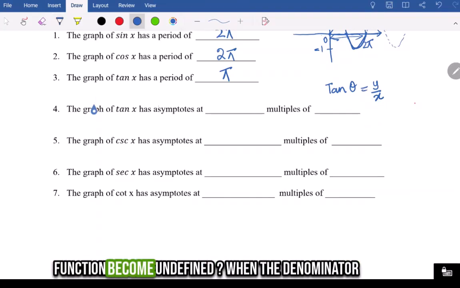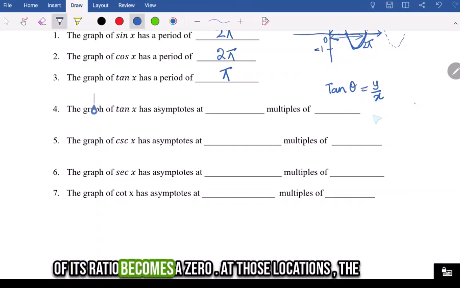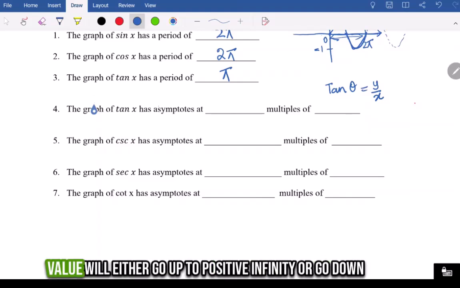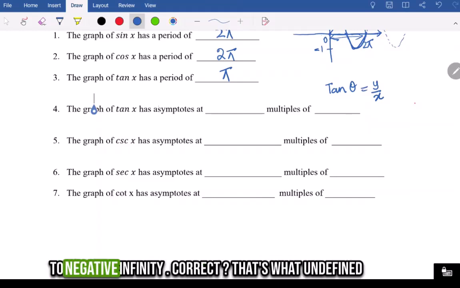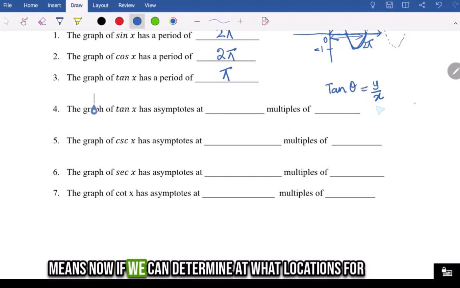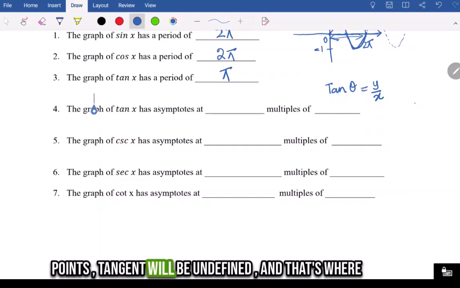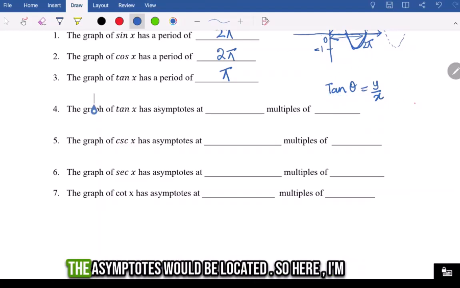When does a function become undefined? When the denominator of its ratio becomes a 0. At those locations, the functions will become undefined. That means the y value will either go up to positive infinity or go down to negative infinity, correct? That's what undefined means. Now, if we can determine at what locations, for what angles, x would be 0, we will know at those points tangent will be undefined, and that's where the asymptotes will be located.